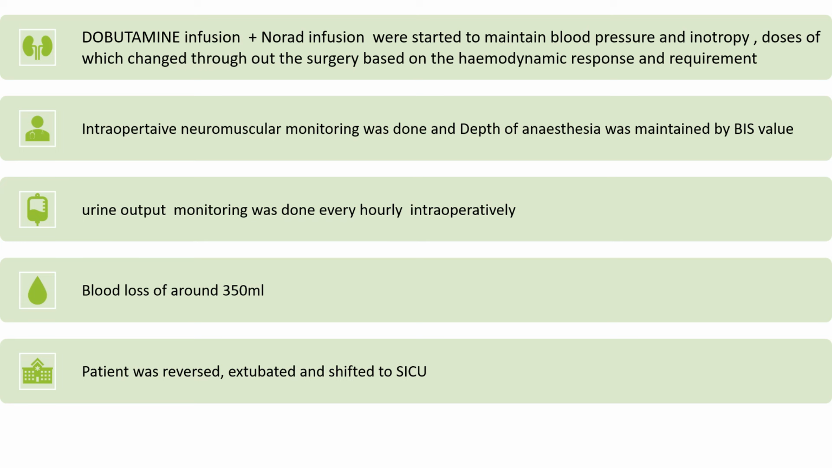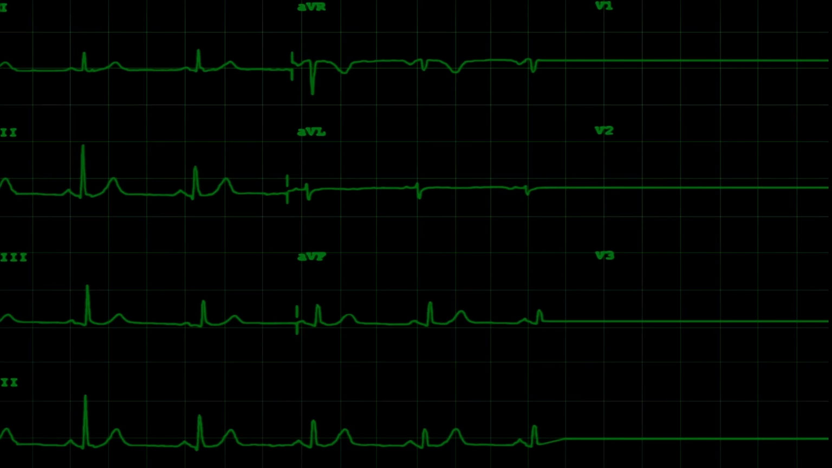Dobutamine infusion and noradrenaline infusion were started to maintain blood pressure and inotropy, the doses of which changed throughout the surgery based on the hemodynamic response and requirement. That was guided by our hemodynamic monitor. Depth of anesthesia monitoring was done by BIS and neuromuscular monitoring by TOF. Urine output monitoring was done hourly intraoperatively because it's a surrogate of organ perfusion. We had a blood loss of approximately 350 ml and the patient was reversed, extubated, shifted to ICU on the very same day. And we are really proud of this.